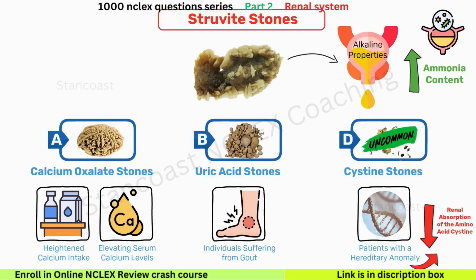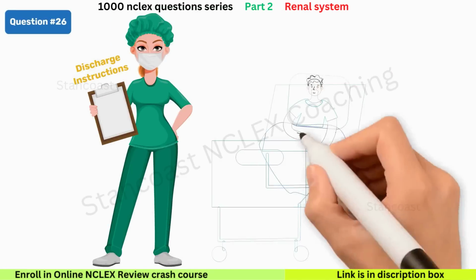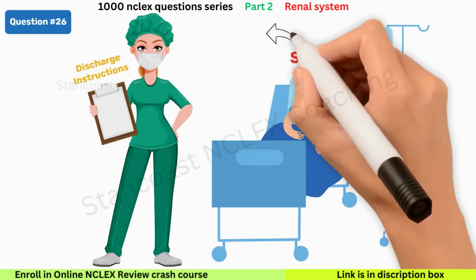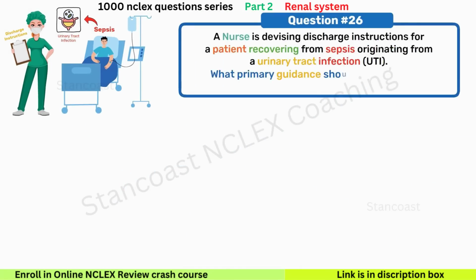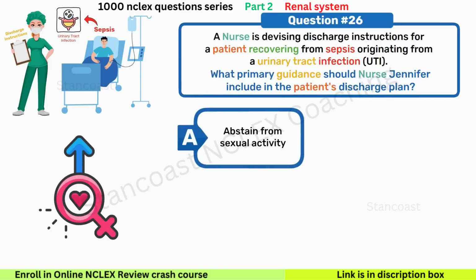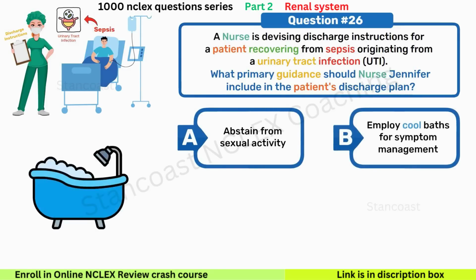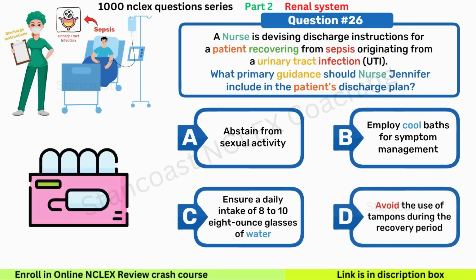the amino acid cysteine. A nurse is devising discharge instructions for a patient recovering from sepsis originating from a urinary tract infection, UTI. What primary guidance should Nurse Jennifer include in the patient's discharge plan? A. Abstain from sexual activity. B. Employ cool baths for symptom management. C. Ensure a daily intake of 8 to 10 8-ounce glasses of water. D. Avoid the use of tampons during the recovery period.